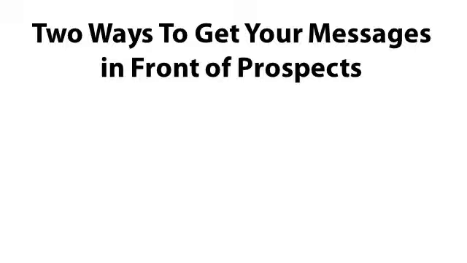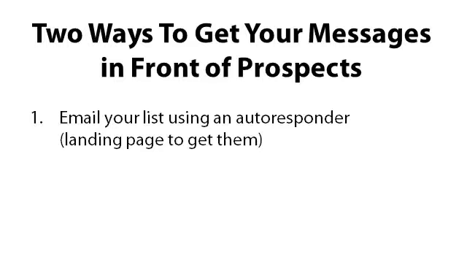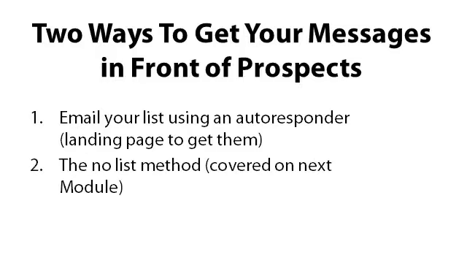There are really 2 ways to get your messages in front of prospects. Number 1, you can email your list, if you have one, using an autoresponder, and you get a landing page to obviously get people on your list in the first place. Option 2, you can use the no list method to get your promotions in front of people, and we'll cover that in the next module.